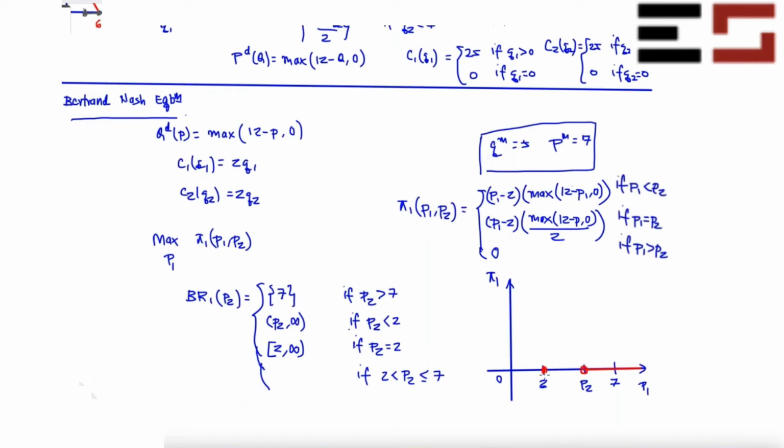Okay, so how do I draw the graph of this function? If I just ignore P2 and just draw the graph of this function, remember, if you just maximize this, it is like solving a monopolist problem. You're just choosing a price that maximizes the profit of the monopolist. So basically the graph will look like this.